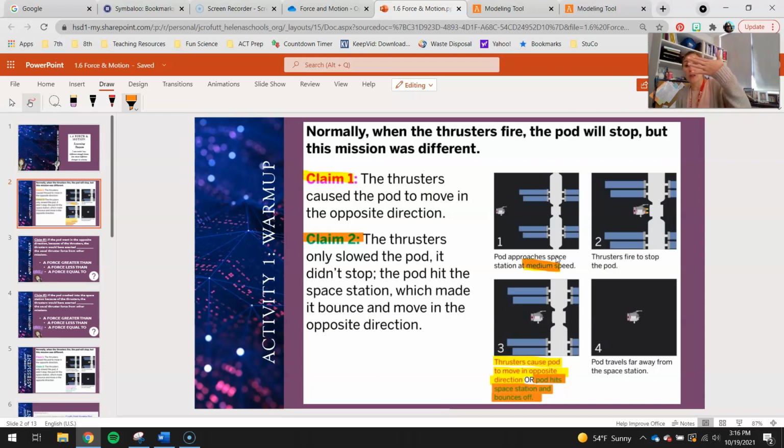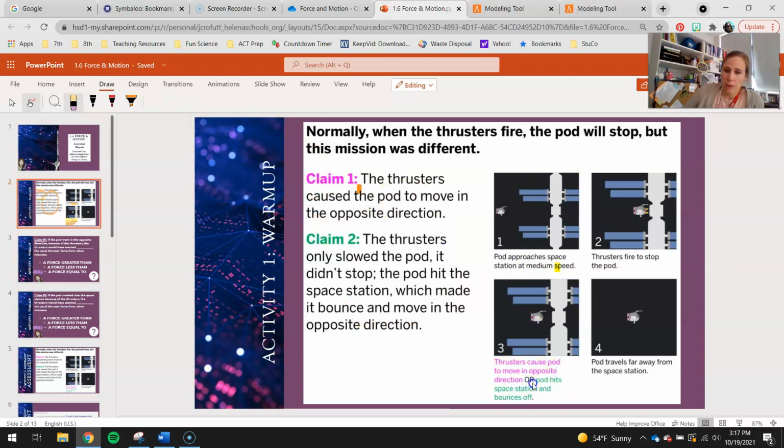Therefore, it stayed moving, hit the space station, bounced off, and moved the opposite direction. So really focus in on the force that those thrusters would have caused to have our pod either just turn around and move in the same direction, or keep going, hit the pod and turn around. Really think about that as you move throughout this unit.